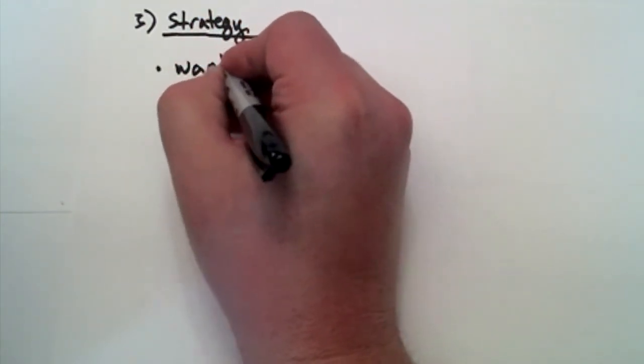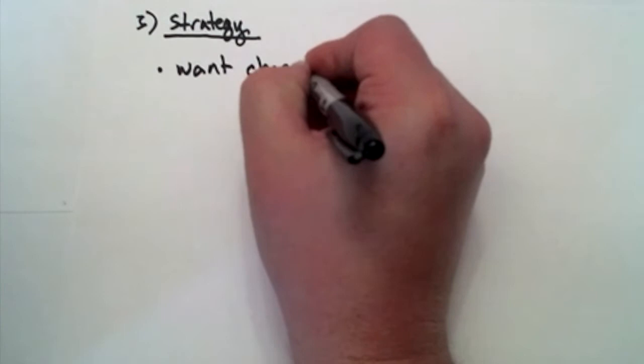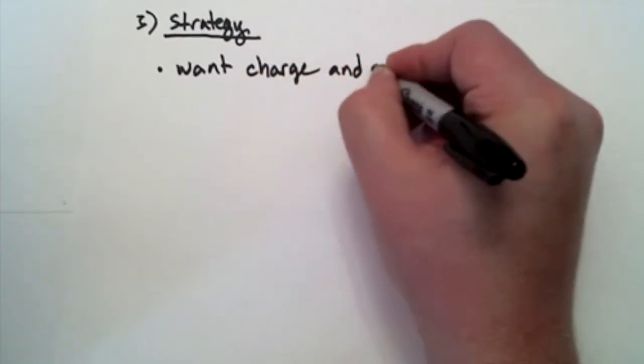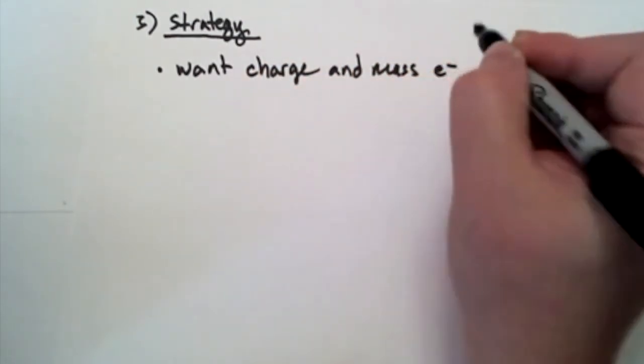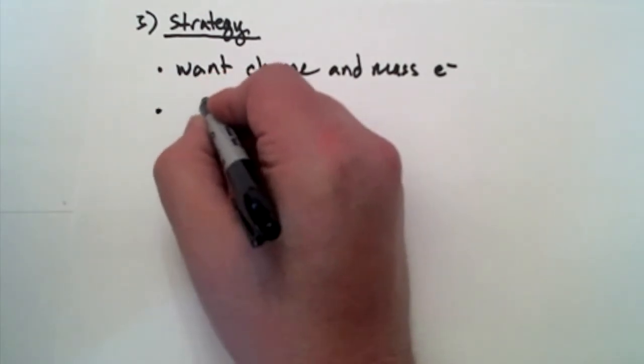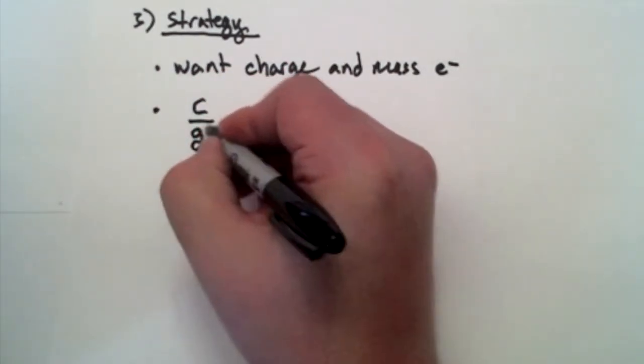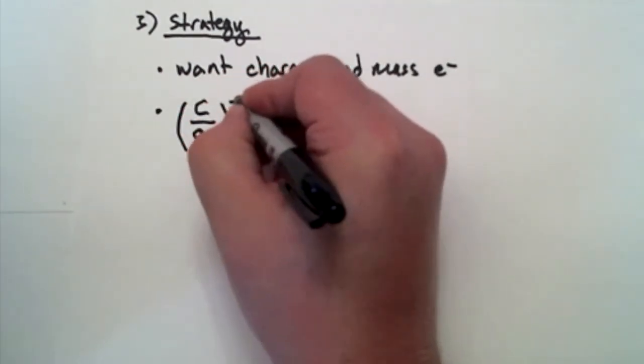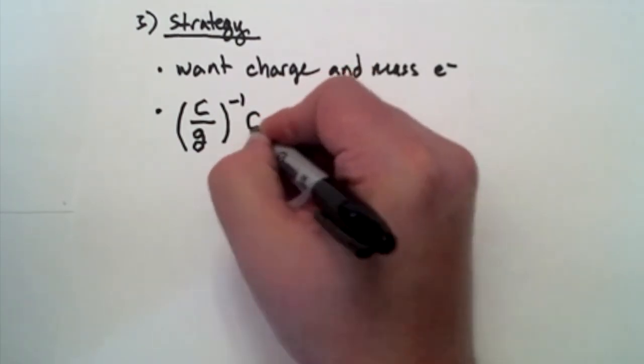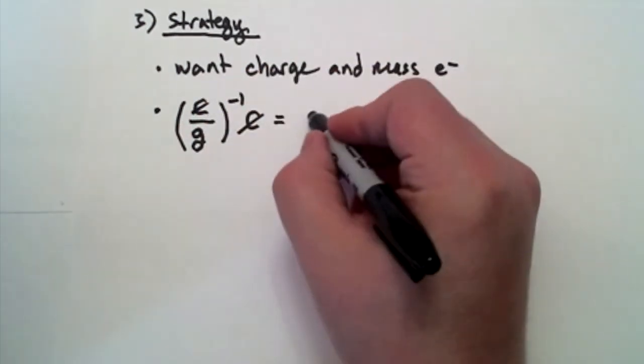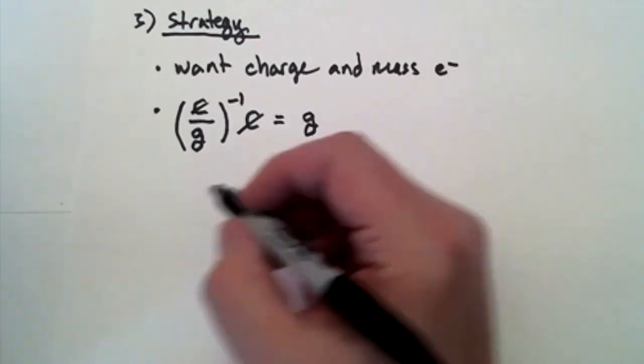What we want to get is the charge of the electron and the mass of the electron. What we have is the charge to mass ratio of the electron. We're also given charge in the problem, so if we want to get mass, we should take the charge and multiply it by the inverse of the charge to mass ratio.